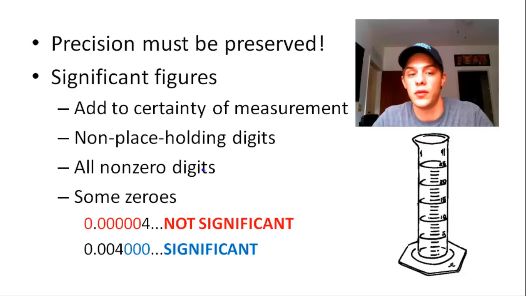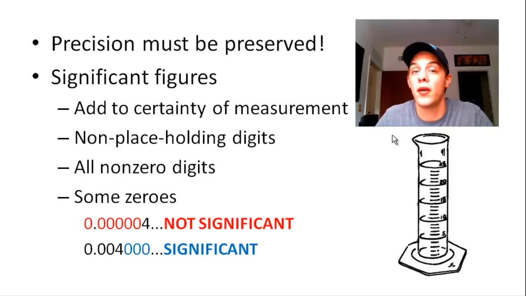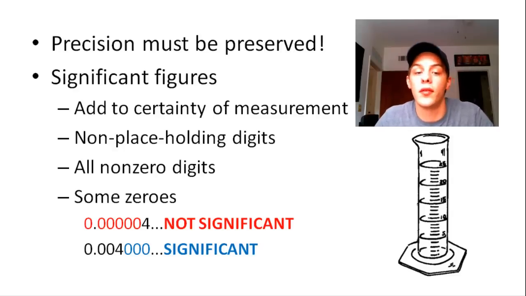So that's where significant figures come in. What significant figures do is they add to the certainty of a measurement. So that means that the more significant figures you have, the more certainty there is associated with your measurement. Significant figures are non-place-holding digits, meaning they do more than just mark the decimal place. And the nice thing about significant figures is that all non-zero digits are considered significant. So the only distinction that you have to make in terms of counting significant figures, like how many significant figures does this number have, is going to have to do with zeros. So some zeros are significant and some are not.